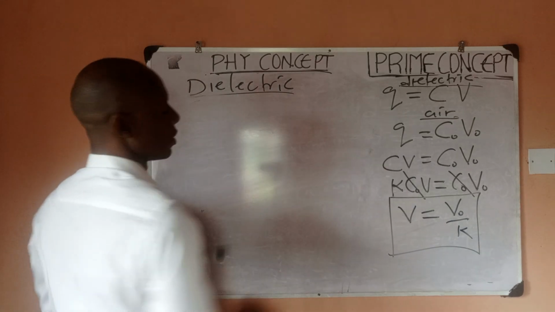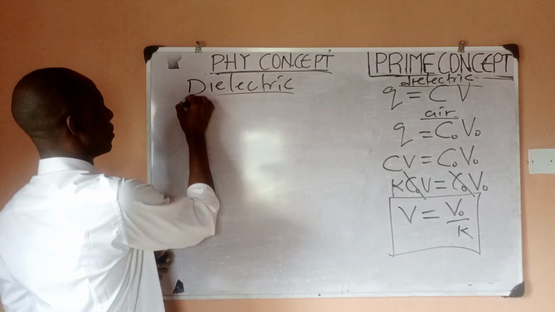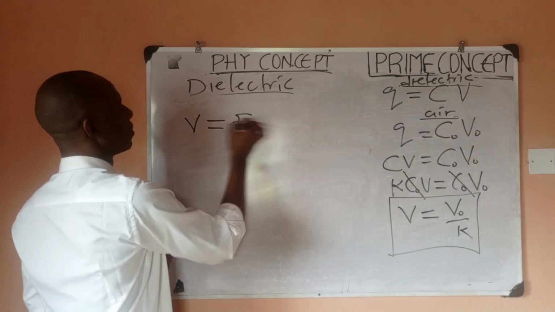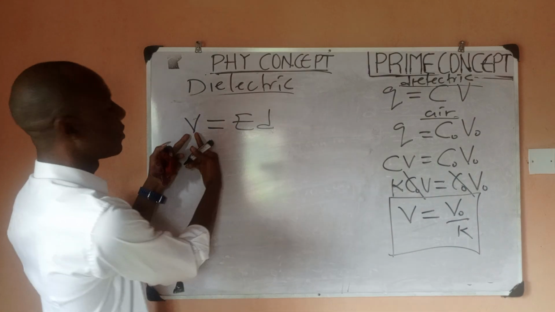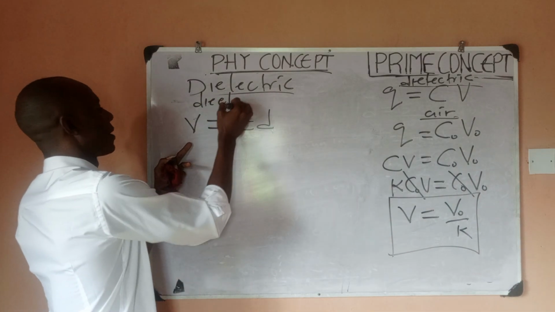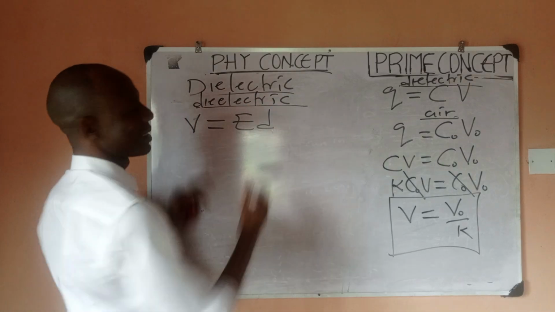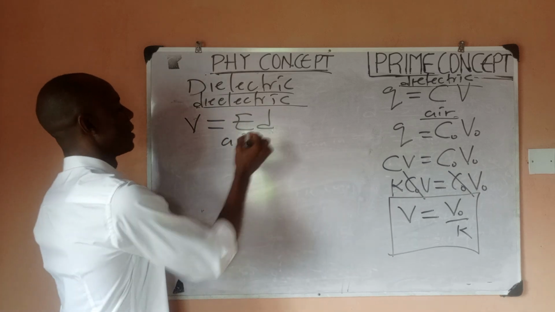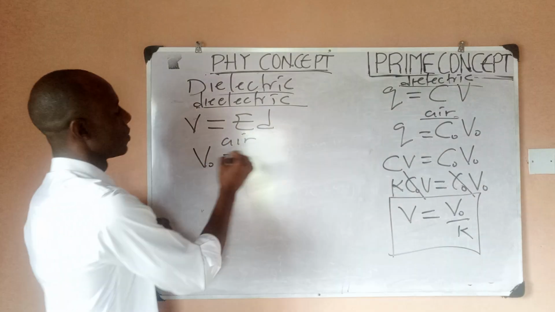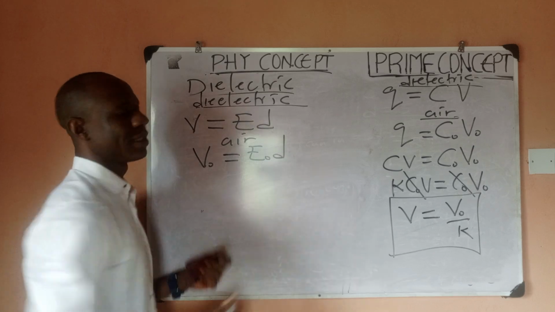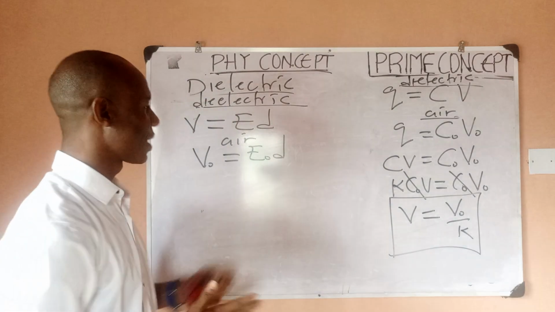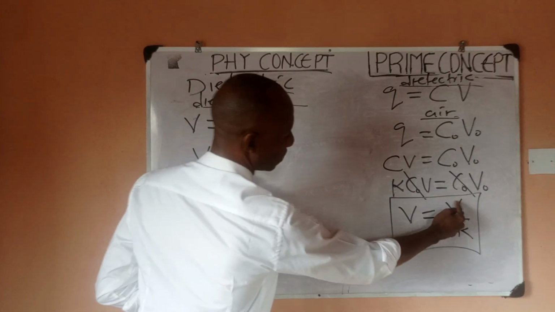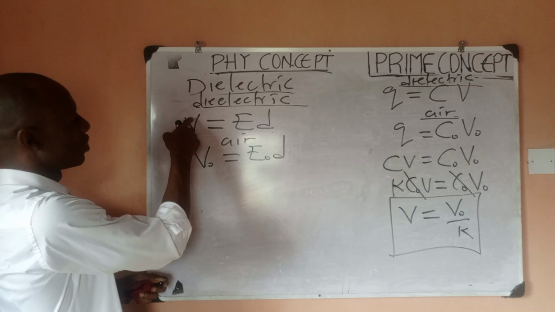So thirdly, if you recall, V is equal to ED. So if this is the potential difference when there is a dielectric between the plates, V equals ED. So it means that in air, we're going to have V naught equal to what now? E naught times D. The distance of separation is constant, of course, is kept the same. So if I substitute now, remember I have that V is V naught divided by K. So I'm simply going to replace that.